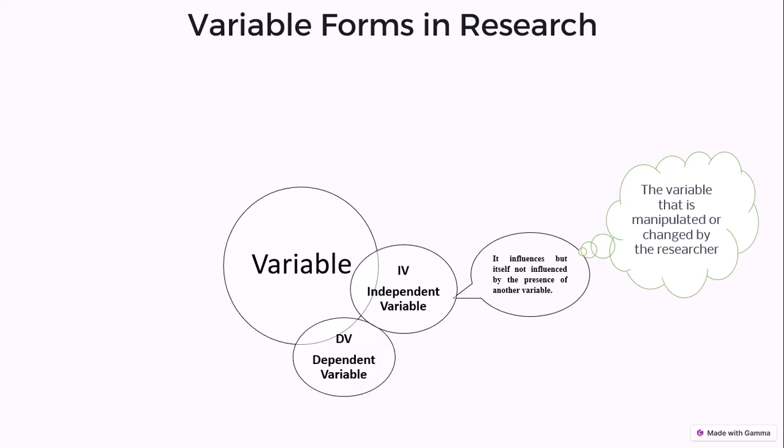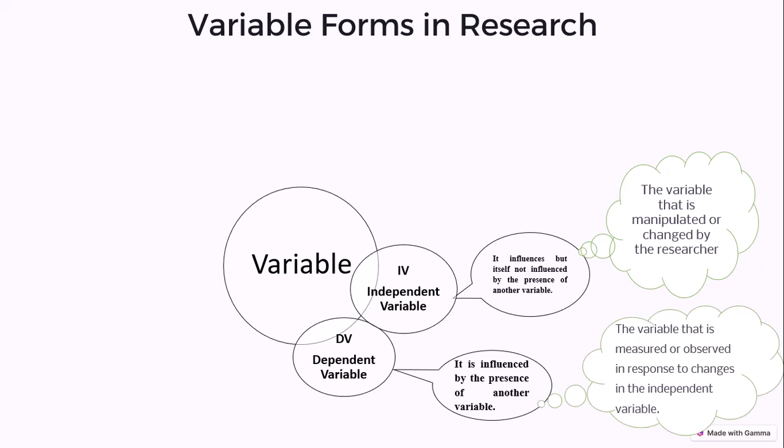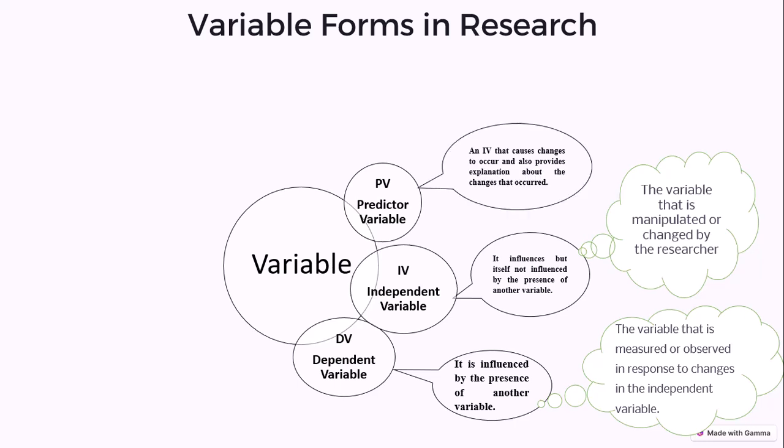The researcher manipulates such variables so as to measure their effect on the dependent variable. This brings us to the second variable form, the dependent variable. It is influenced by the presence of another variable, which can be the independent variable. There are still other variables that can also influence the dependent variable, depending on the structure of the research. The variable that is measured or observed in response to changes in the independent variable is called the dependent variable.